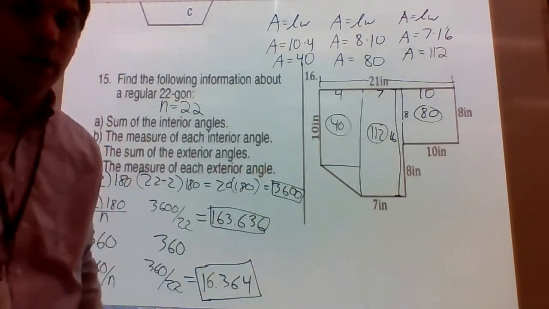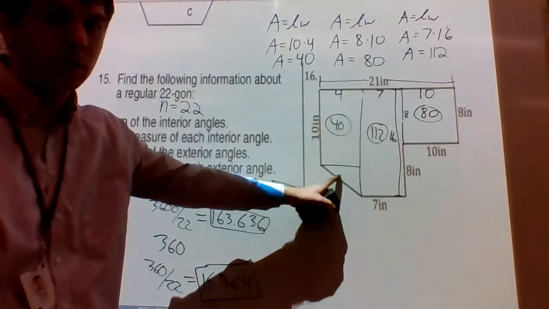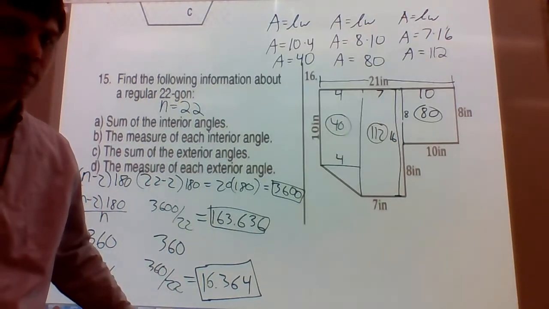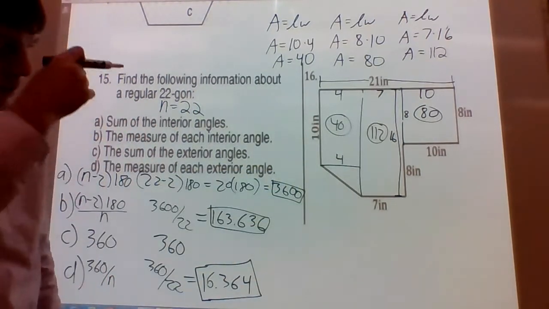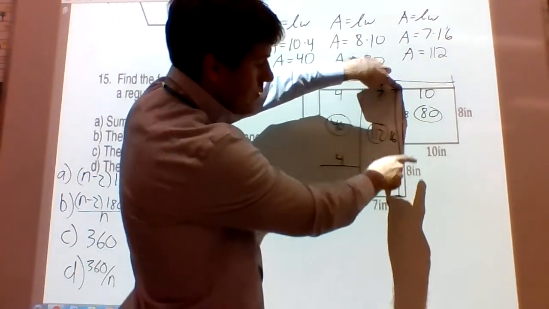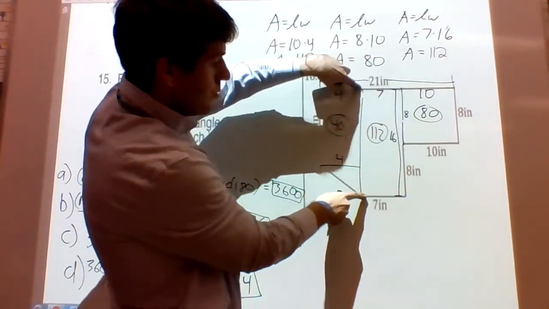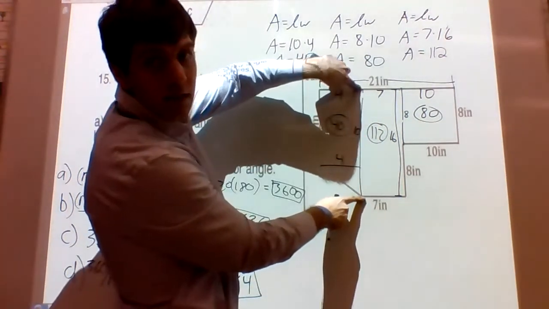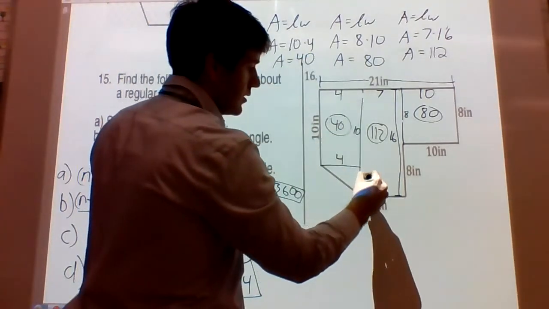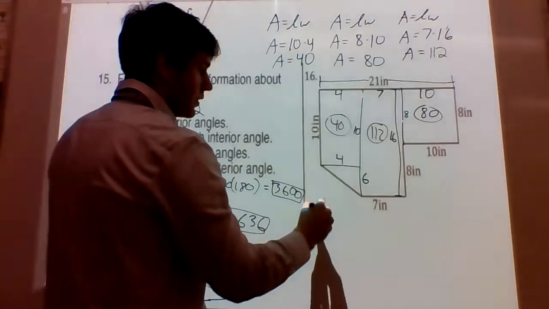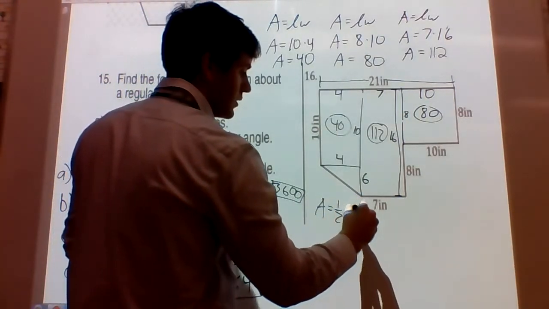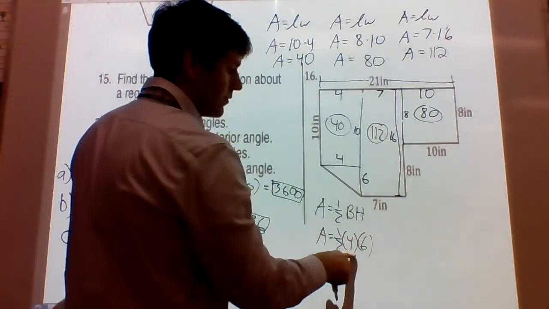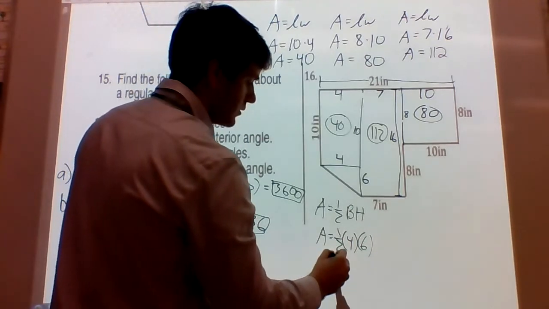The last piece here is the triangle. We know if this is 4, this piece down here has to be 4. We need to find this one. We know this whole piece is 8 and 8, which is 16. So this whole piece is 16. We know this one is 10. So the whole thing is 16. 16 minus 10 is going to give us 6. So area of a triangle is 1/2 the base times the height. So we have 1/2 times 4 times 6. 1/2 times 4 is 2. 2 times 6 is 12.